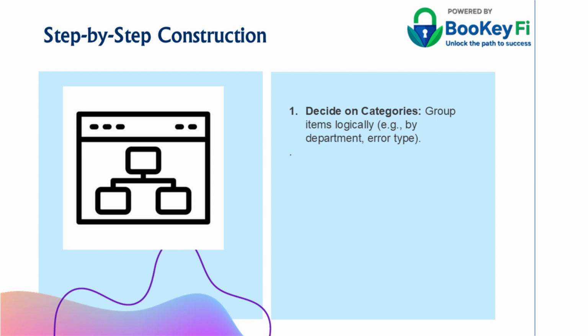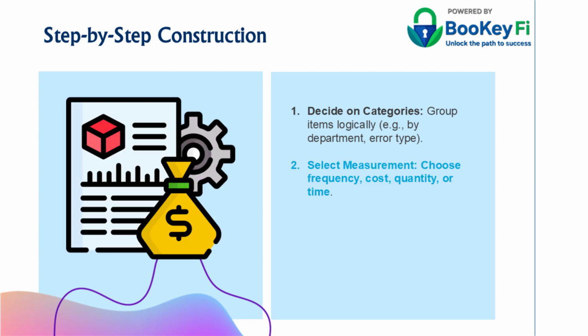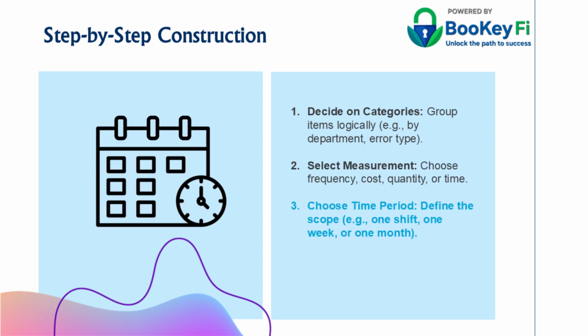Building a Pareto chart is a structured process that starts with 4 foundational steps. First, you must decide on your categories. This involves grouping your data points logically, for example, by department, machine type, or specific error types, to ensure your analysis is organized. Next, select your measurement. You need to decide what metric best reflects the impact of the problem. Common choices include frequency of occurrence, total cost, quantity of scrap, or hours of downtime. Then, choose a time period. You must define the scope of your data to keep it relevant, whether that's tracking issues over a single shift, a full week, or an entire month.